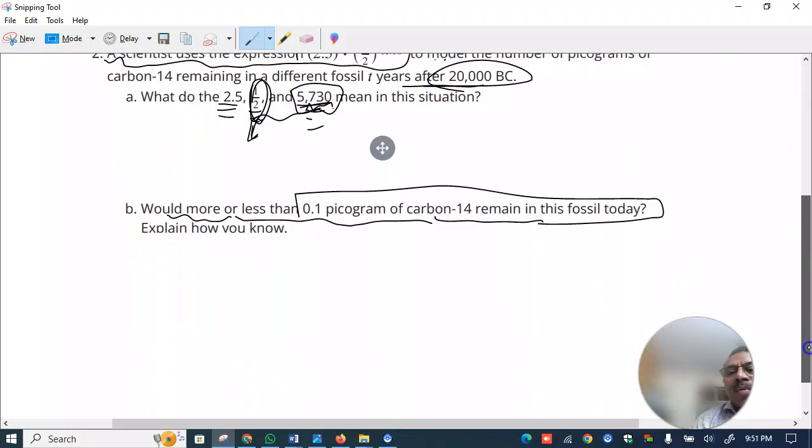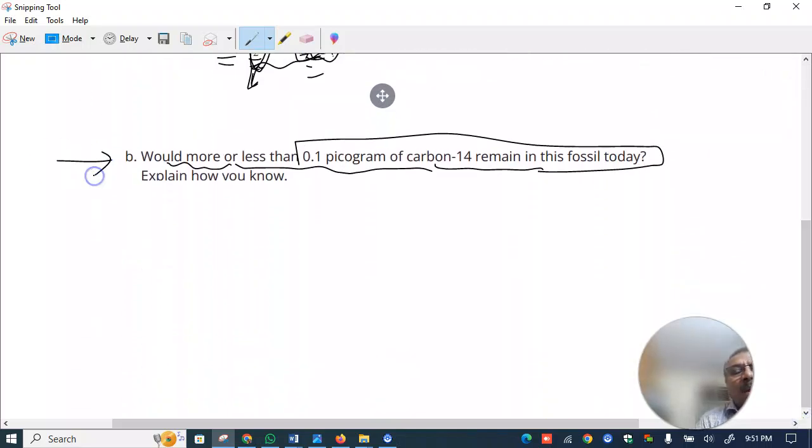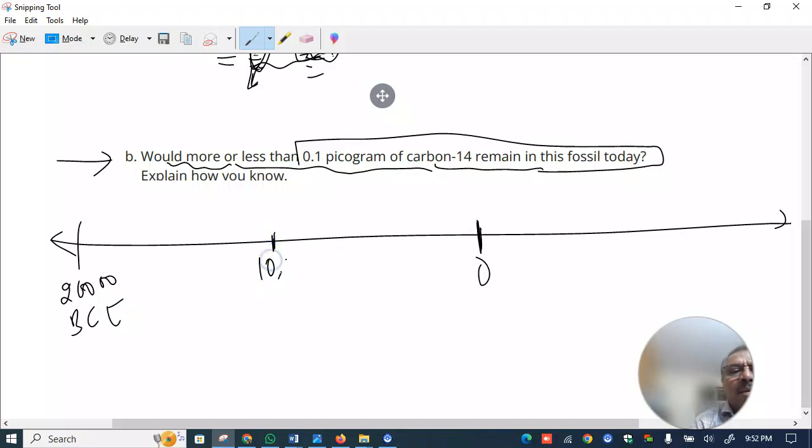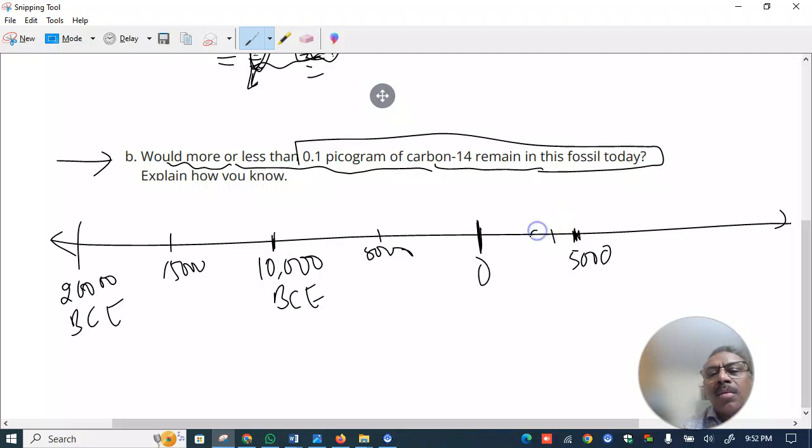I want to make sure we understand this concept here. So this is a timeline, and I'll put this as 0 and this as 20,000 BCE. That means this will be 10,000 BCE, and in between we have 15,000 and 5,000. And if this is 5,000, that means we are almost 1, 2, 3, and 4.